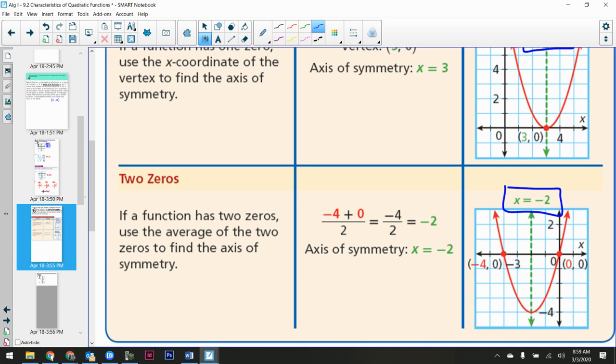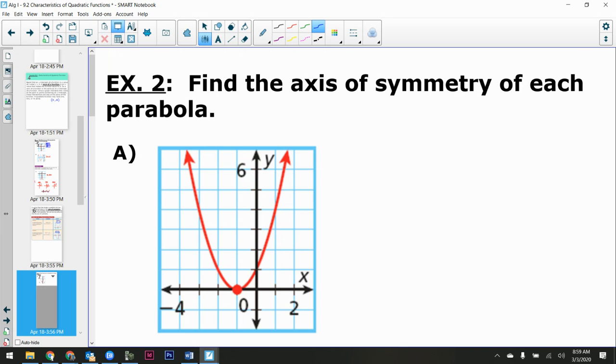Okay, let's try some of those. Flip your page over there. Everybody, draw your axis of symmetry. Let's take a moment and do all 4. Draw in all 4 axes of symmetry. I don't know if that's correct terminology. Draw a dotted line through the center line of your graph, through the center of your parabola for each one of these 4.